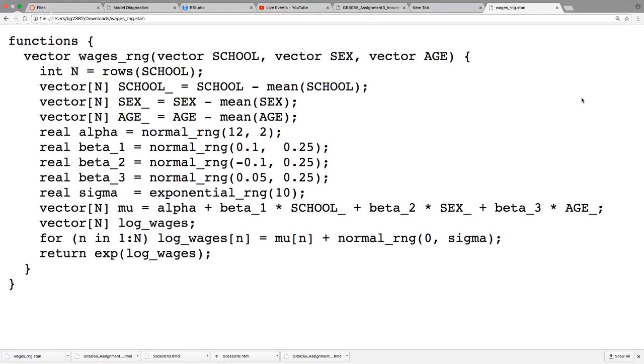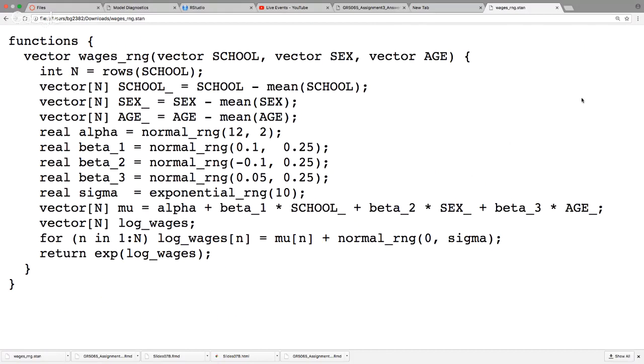Okay, so if I'm thinking about my linear predictor as being on the log scale, what would be a reasonable value for alpha? Remember, alpha is the log wage of the so-called average person. You can fiddle around with these until you get a reasonable distribution of predictions, and it turns out an intercept of about 12 on the log scale yields something pretty reasonable. Coefficients on school, sex, and age are probably going to be on the small side.